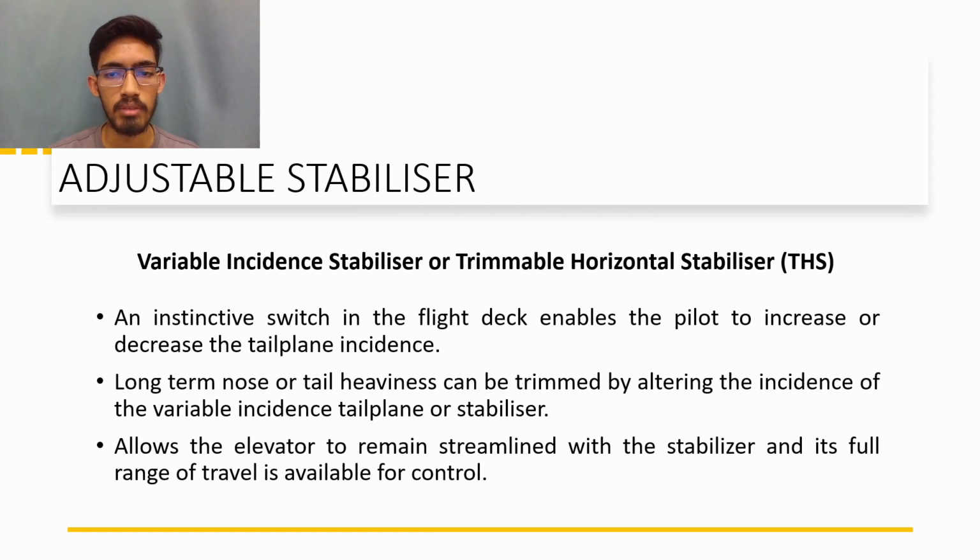Adjustable stabilizer, also known as variable incidence stabilizer or trimmable horizontal stabilizer (THS). An instinctive switch in the flight deck enables the pilot to increase or decrease the tailplane incidence. Long-term nose or tail heaviness can be trimmed by altering the incidence of the variable incidence tailplane or stabilizer, and it allows the elevator to remain streamlined with the stabilizer, and its full range of travel is available for control.